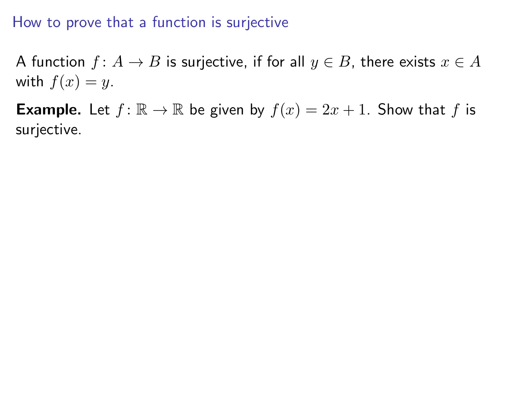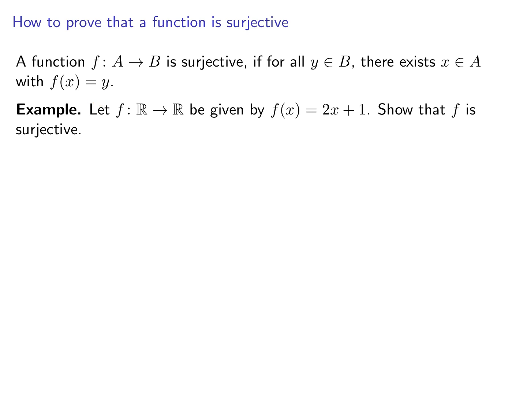Now, how to prove that a function is surjective? Let's recall what it means to be surjective. A function from A to B is surjective if for all y in B, in the codomain, there exists x in A with f(x) equal to y.